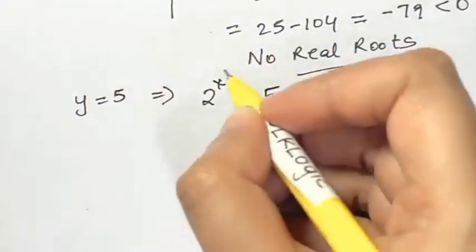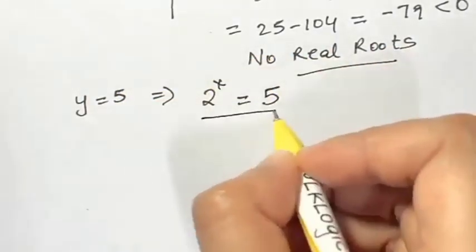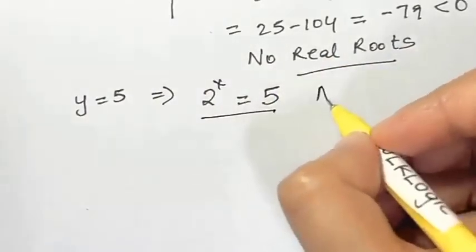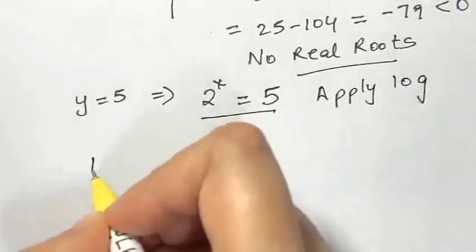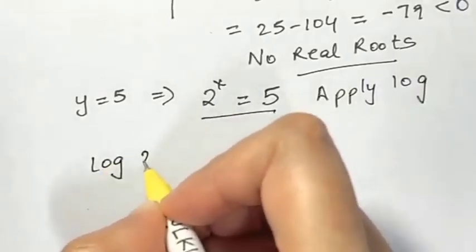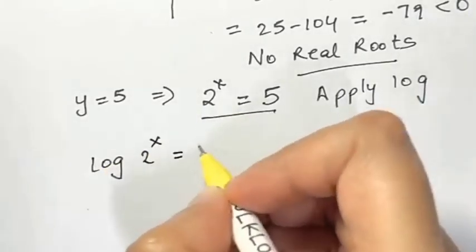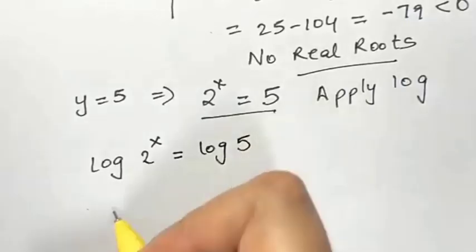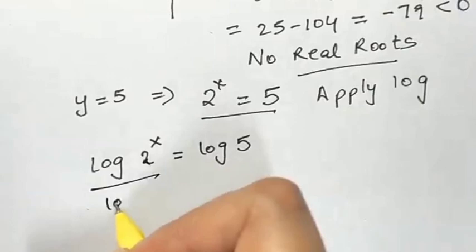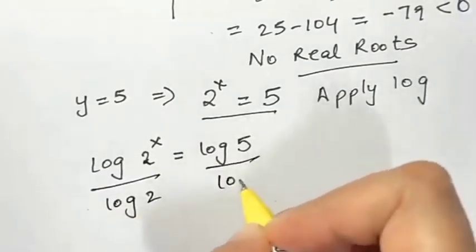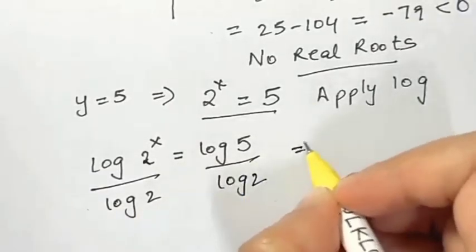How to solve this kind of equation now? 2 to the power of x equals 5. We can apply log on both sides. So let's apply log. Log 2 to the power of x is equal to log 5. Now what can you do? Divide both sides by log 2. Yes, log 2 and log 2. So what do we get?